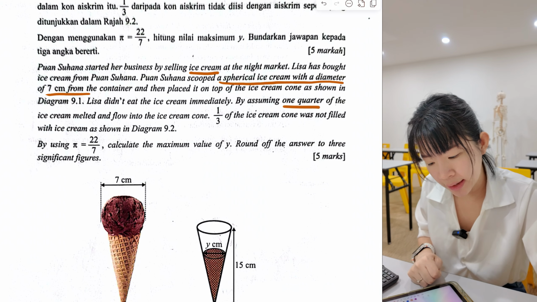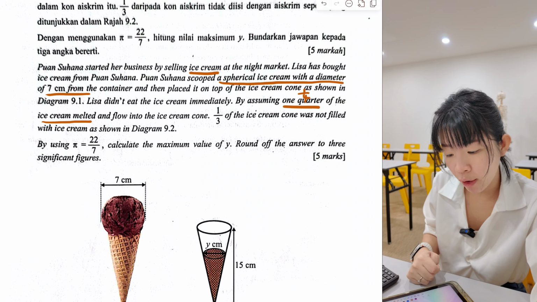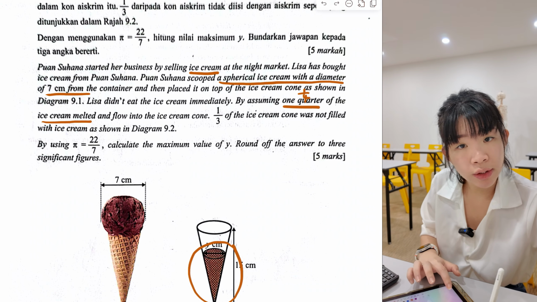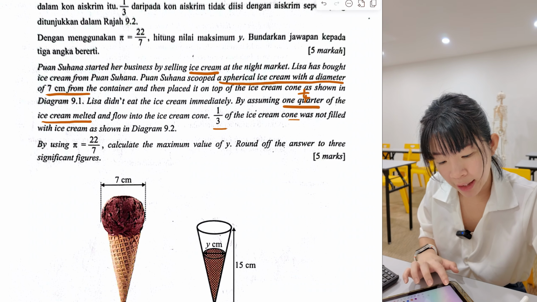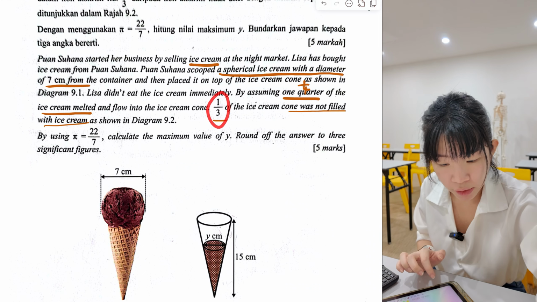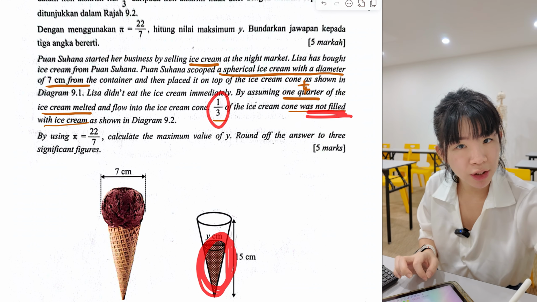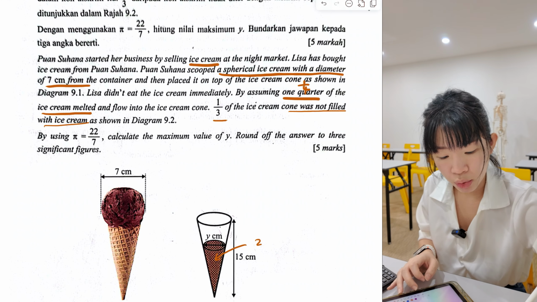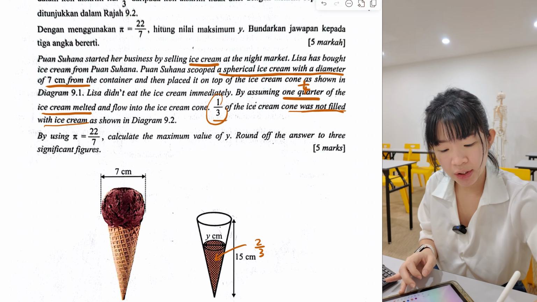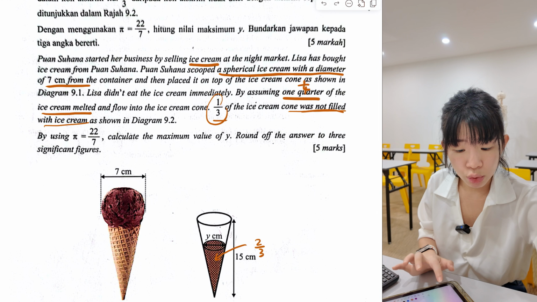Now Lisa didn't eat the ice cream immediately, so the ice cream will melt and become liquid. Assuming 1/4 of the ice cream melted, 1/4 of this sphere melted, and then flowed into the ice cream cone as shown. 1/3 of the ice cream cone was not filled with ice cream. Look closely, this 1/3 is not filled, which means the part filled with ice cream is 2/3 of the cone. Agree? The 1/3 is actually the space on top, but the filled region is 2/3 of a cone.